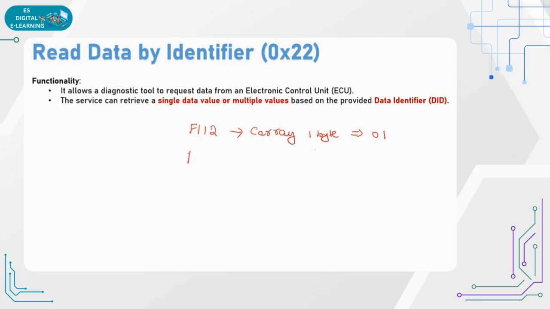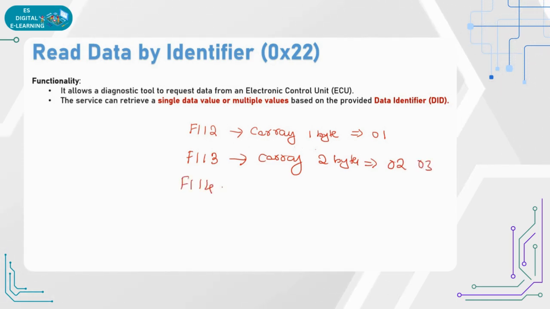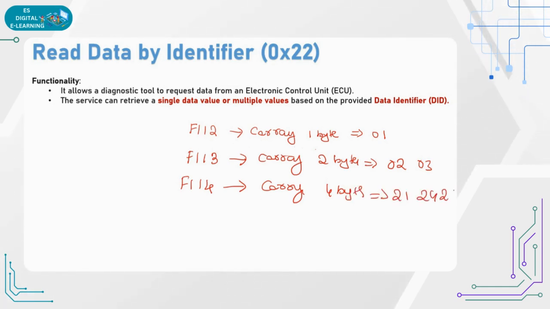Next, F113 carries data of 2 bytes, which is 02 03. And next is F114, which is the data identifier. It carries data of 4 bytes, which means it is 21, 24, 26, and 28. So these are the 4 bytes of data it is carrying.